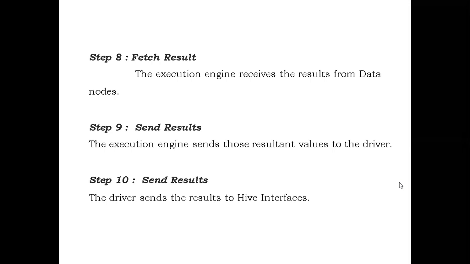The final output data will be stored in some temporary file, and the file will be stored in the table location. The temporary file will be stored in the table's location, and then the execution engine will receive the result from the data node where the final temporary file is stored, and the received final result file will be passed to the driver. The driver will send back the results to the Hive interface. This is the total workflow of Hive.